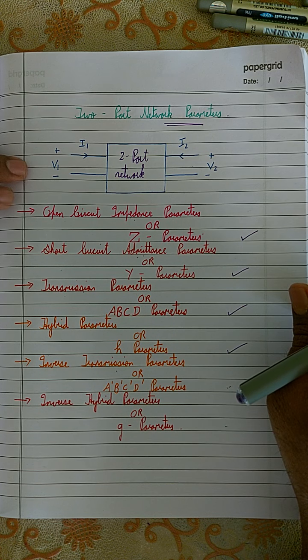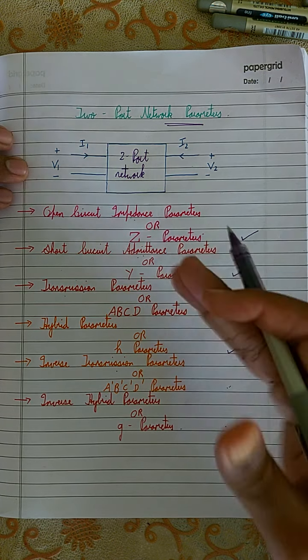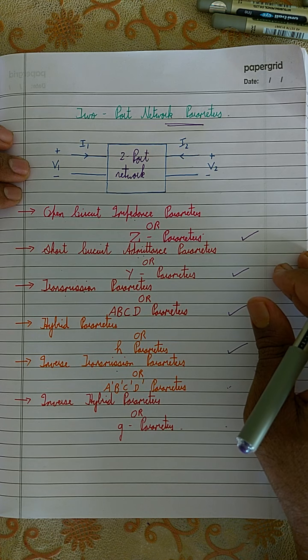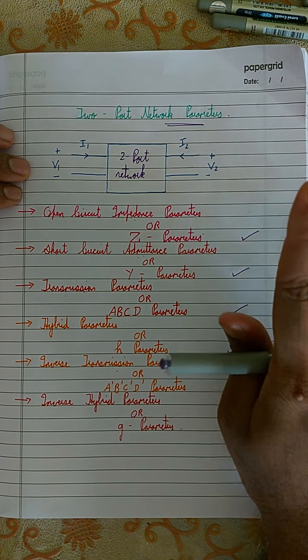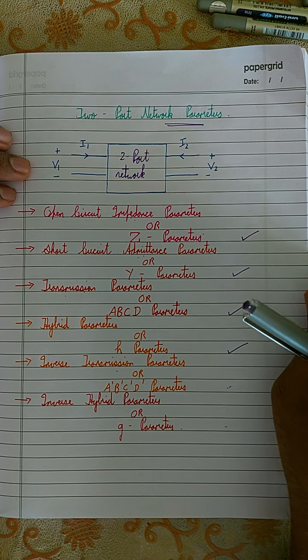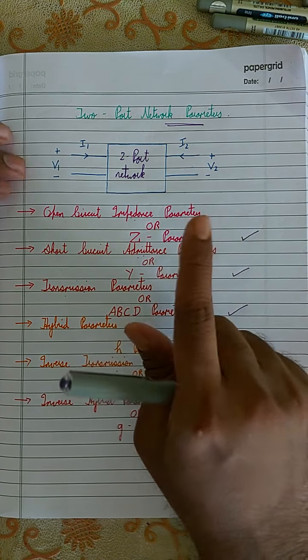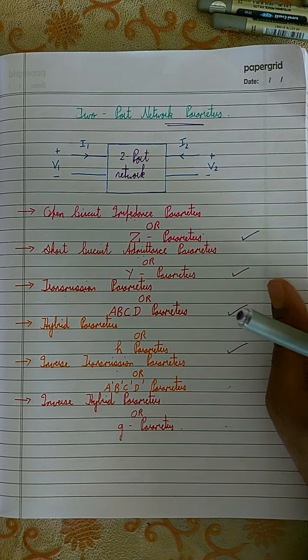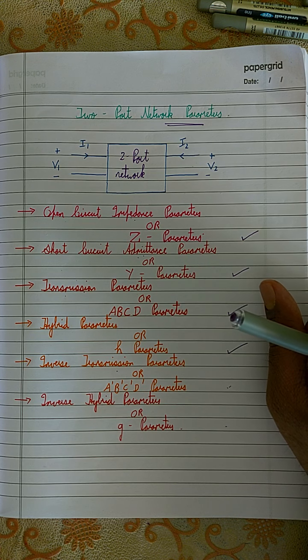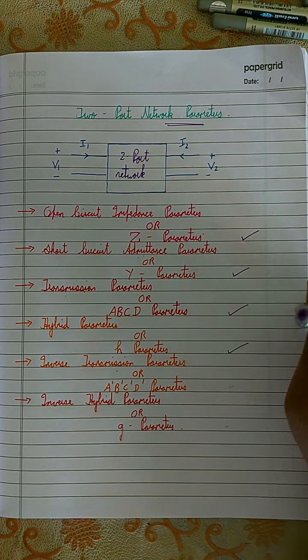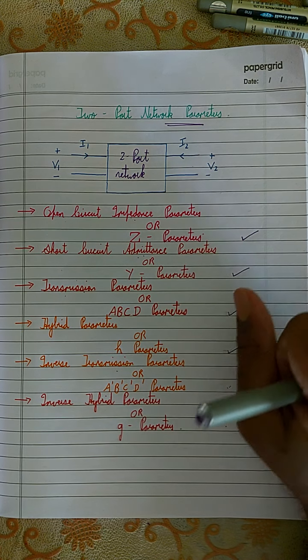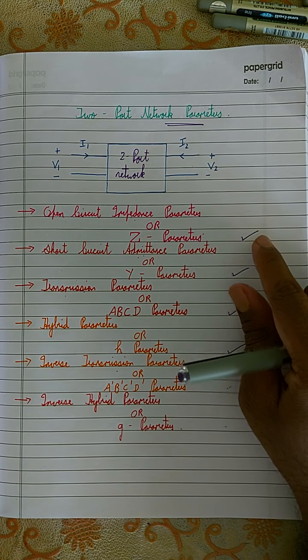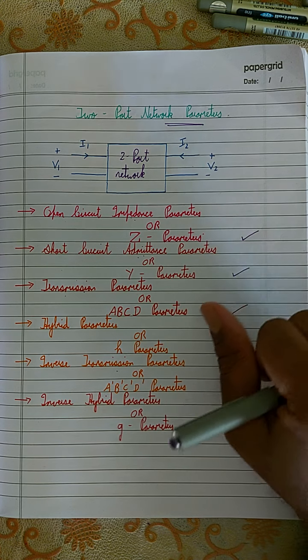Okay, so before we move to the parameters, I'm going to discuss two applications of these network parameters. One of the important applications is that you can use these parameters to find if a network is reciprocal or not. That is one condition. You can use the network parameters to find whether the network is reciprocal or not.